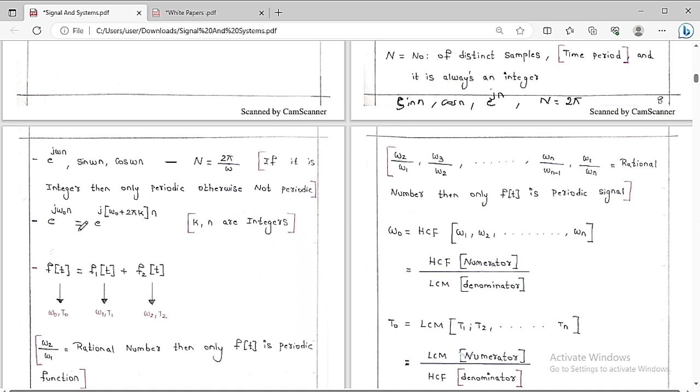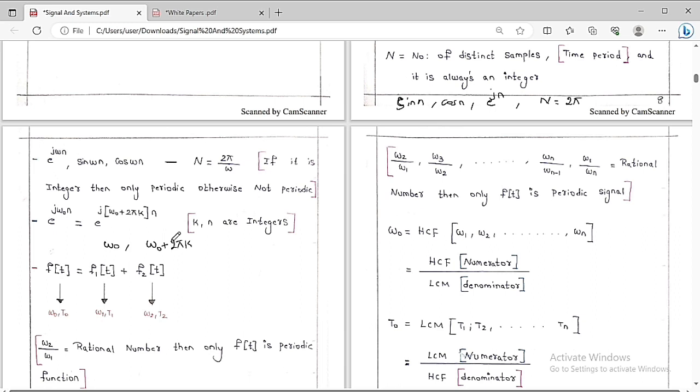Suppose there is a signal with frequency omega naught. If you take the same signal with frequency omega naught plus 2 pi k, then these two signals have the same waveform. This is possible only in the case of the discrete time domain, but not in the continuous time domain. In the continuous time domain, these two signal waveforms are always different. So this is what I am trying to tell you.